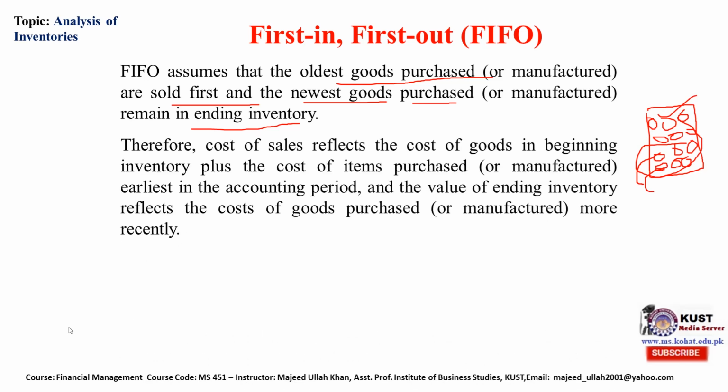Therefore, cost of sale reflects the cost of goods in the beginning inventory plus the cost of items purchased or manufactured earliest in the accounting period, and the value of ending inventory reflects the cost of goods purchased or manufactured more recently.